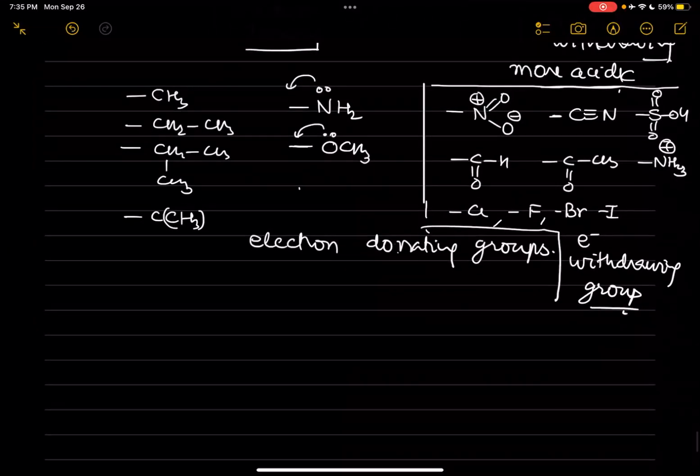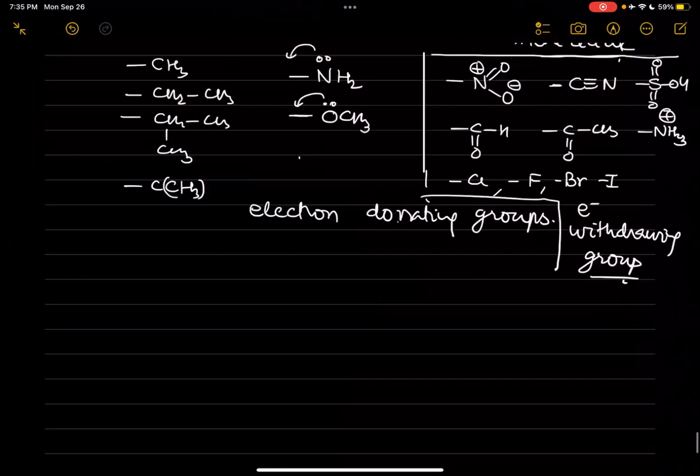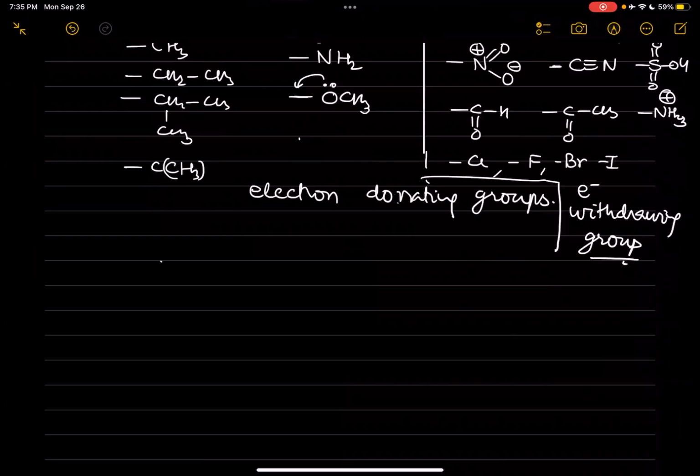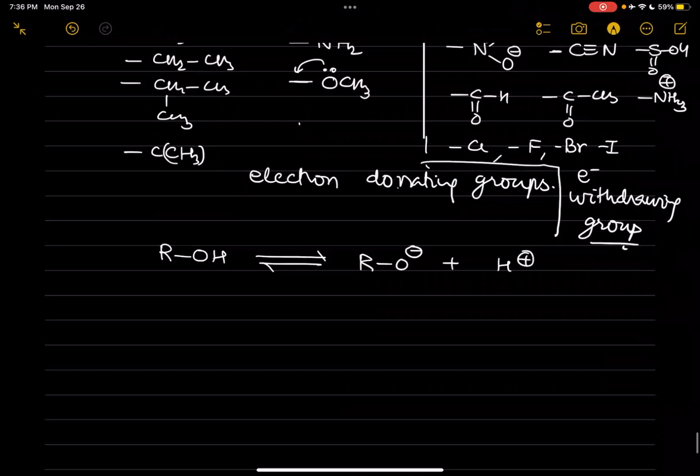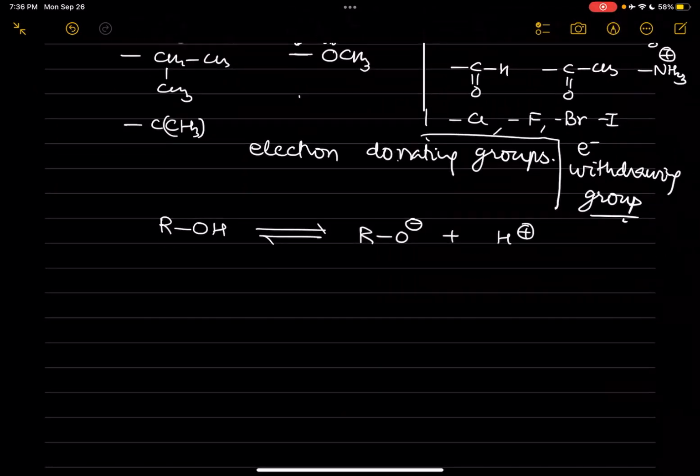Now the next thing is, suppose an alcohol is more acidic. It is going to ionize more easily into H plus ions, right? It is going to ionize more easily. And if it is going to ionize more easily, the equilibrium is going to be on the product side.